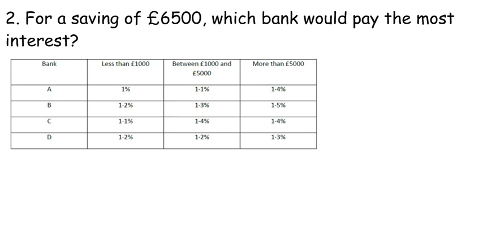Okay, next one. For a saving of £6,500, which bank would pay the most interest? Now, the reason why I am highlighting these, so it's more than 5,000, so it's one of these, and why I wrote a little circle around it, is just to show my work in here. Okay, it's really basic. All I've done is I've looked at these numbers. The biggest one is 1.5%.